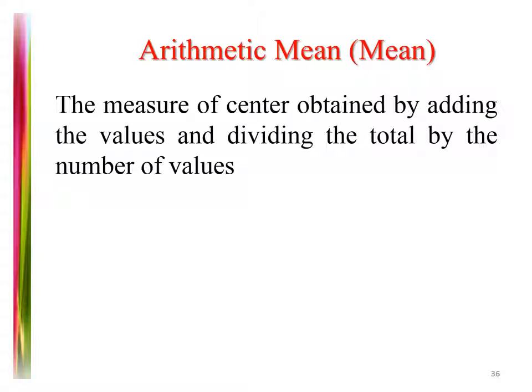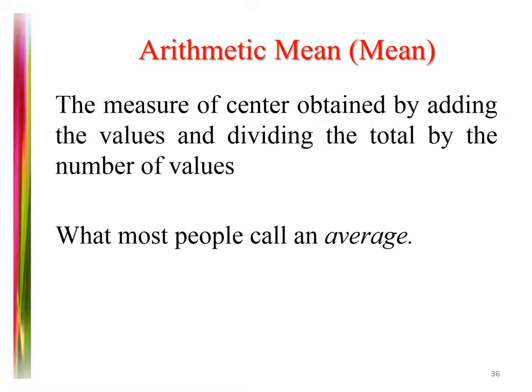We usually call it the arithmetic mean. The measure of central tendency is obtained by adding the values and dividing the total by the number of values. So the arithmetic mean is equal to the sum of all observations divided by the total number of observations. Or usually people use the word average.